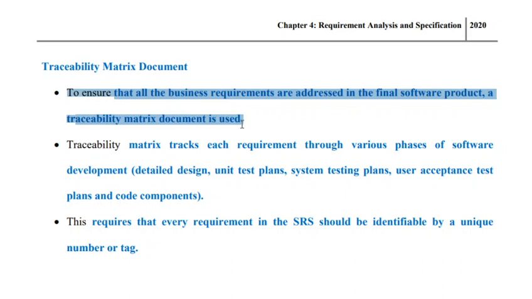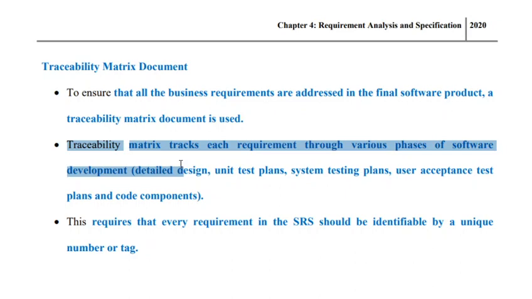In order to ensure that all the requirements that are to be realized on behalf of the customer are there in the final product, a traceability document or traceability matrix is to be created. The traceability matrix tracks each requirement through various phases of the software lifecycle model. As we've said, it tracks it through the design phase and through the testing phases, that is unit testing, integration testing, system testing, and acceptance testing, right?